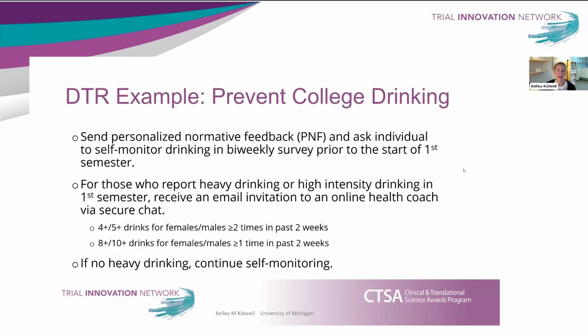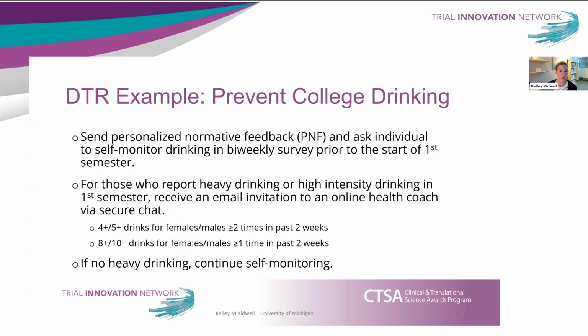This is one dynamic treatment regimen specifically to prevent college drinking. It's to send some personalized normative feedback and ask the individual to self-monitor drinking in a bi-weekly survey prior to the start of their first semester. For those who report heavy drinking or high intensity drinking in the first semester, they'd receive an email invitation to an online health coach via a secure chat. And if they don't have heavy drinking, you just continue the self-monitoring. This is all packaged into one dynamic treatment regimen.